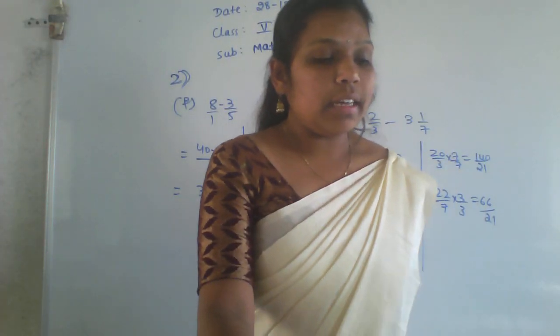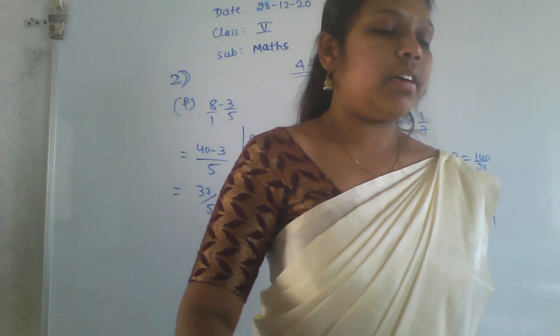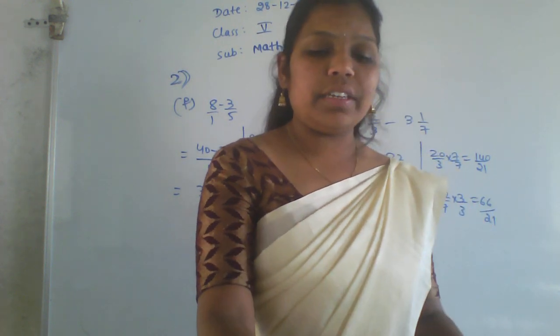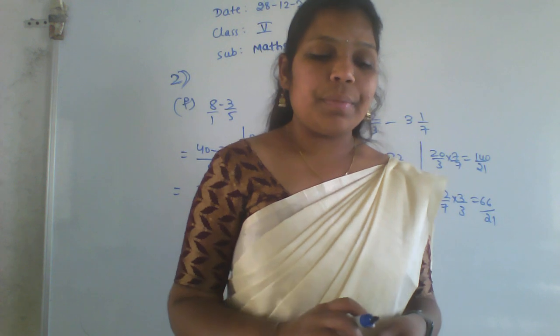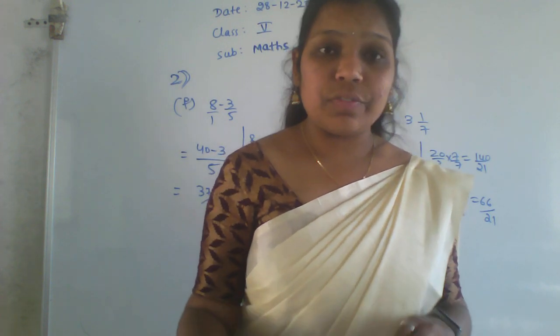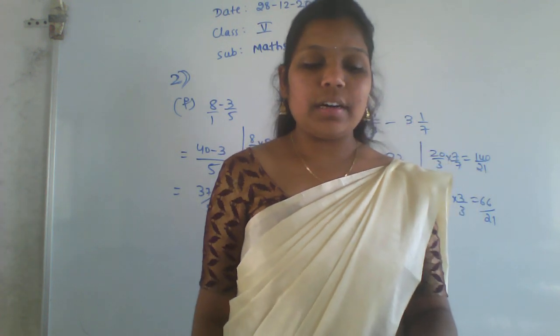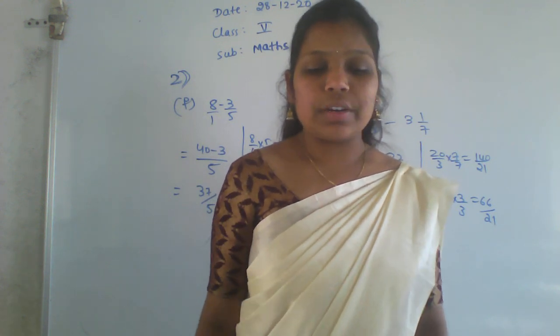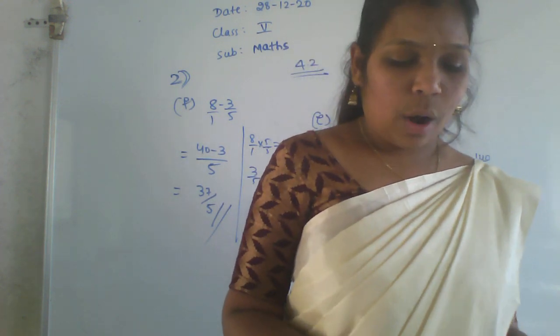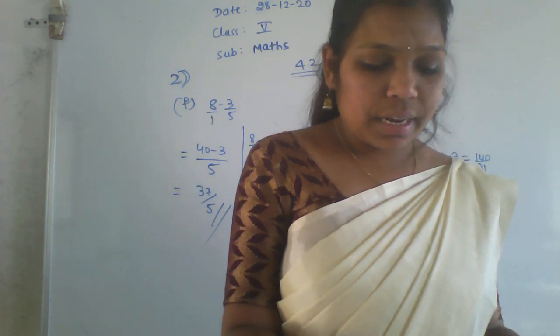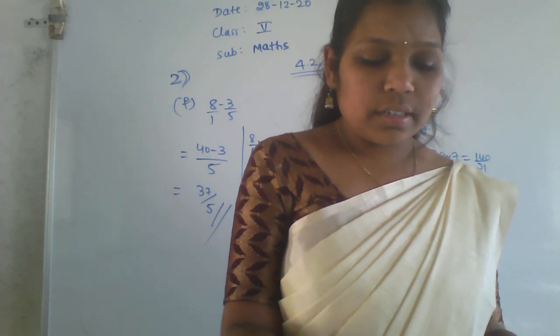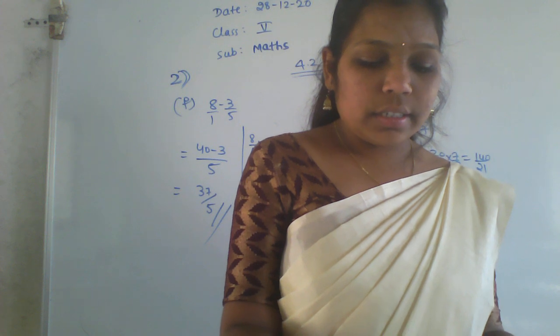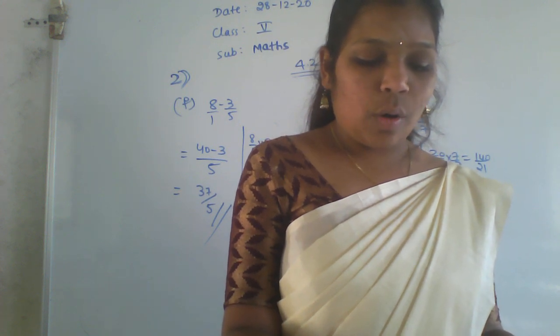Now go for the third main. What is the third main they have given here? Observe properly. Priya travelled 3 by 4th of a kilometer by a car and 1 by 2 of a kilometer by an auto, and she walked 1 by 7th of a kilometer. And how far did she go in all?